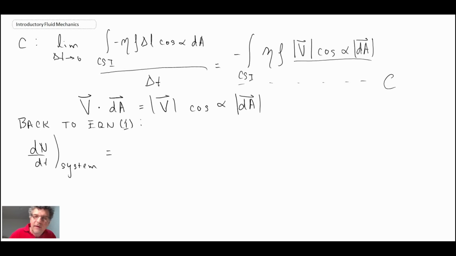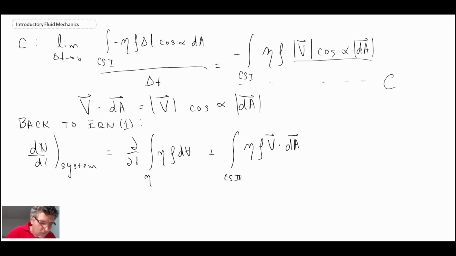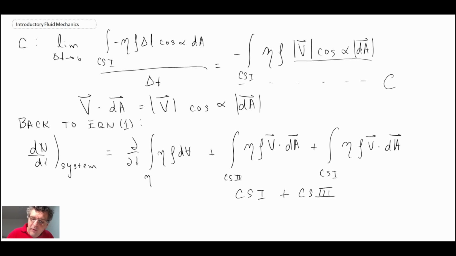And so if you remember, this is A, B, and C from equation 1. We're going to plug them all back in now. You might be wondering how I got rid of the negative for control surface 1. The way that we do that, the dot product takes care of it automatically. We don't need to worry about it. So we can simplify this a little bit by saying that control surface 1 plus control surface 3, if you look back to our original diagram, that represents the entire control surface around the control volume.